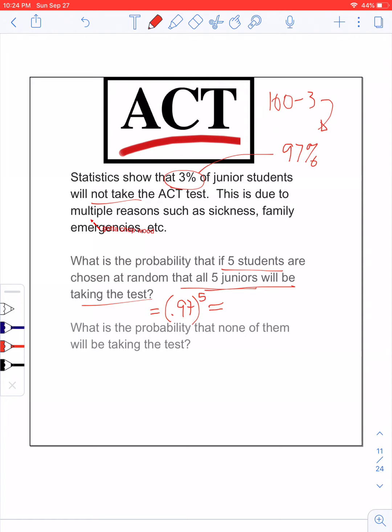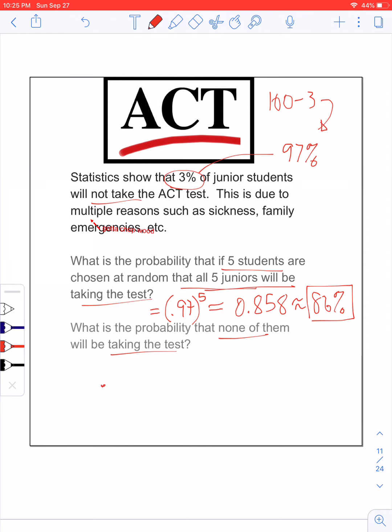Again, there are so many juniors around in the US that the fact that you take one out, even though it does cause the total to go down, this is such a large number that taking one out is not a big deal. So 0.97 to the 5th power is about 89%, or sorry, 86%. Yeah, so an 86% probability that all 5 will take it. Now what about the probability that none of them will be taking the test?